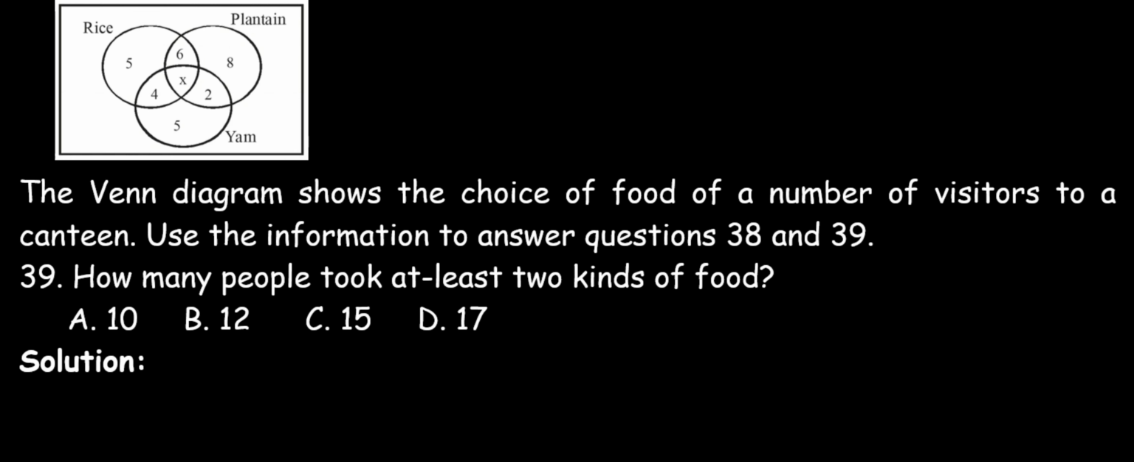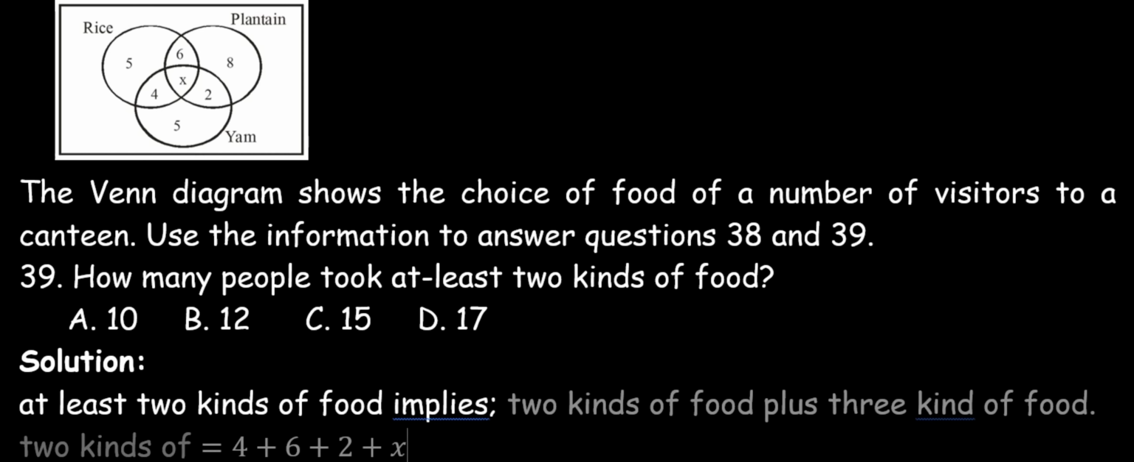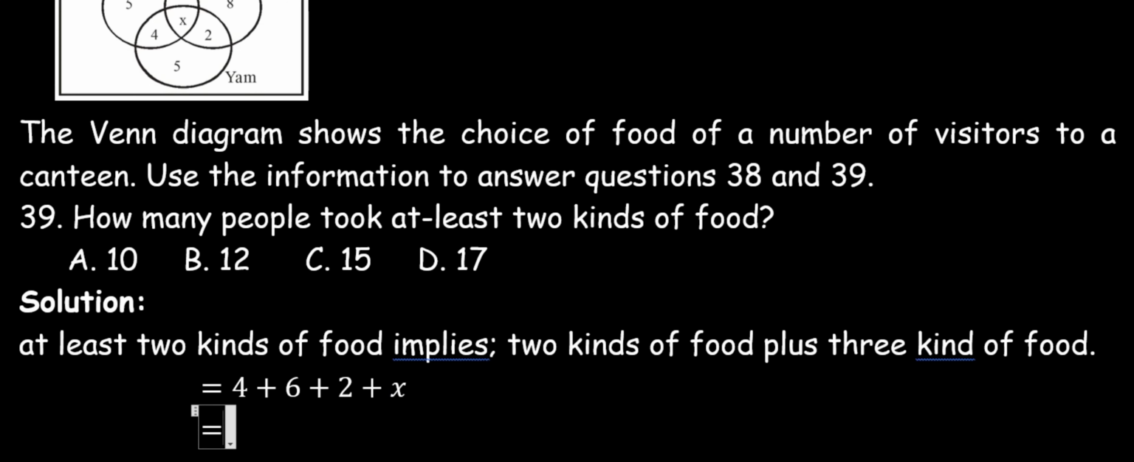Solution. At least two kinds of food implies two kinds of food plus three kinds of food, which equals 4 plus 6 plus 2 plus x. And that is the same thing as 12 plus 5, which equals 17.